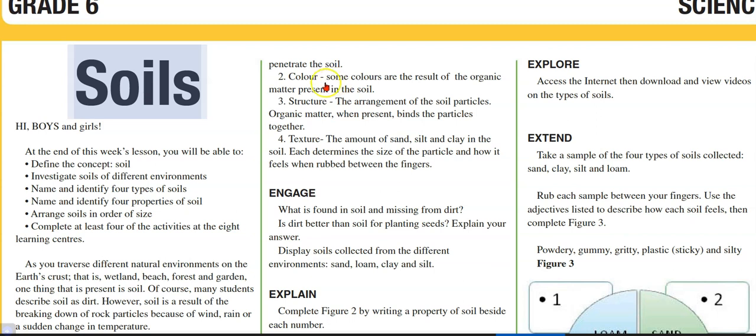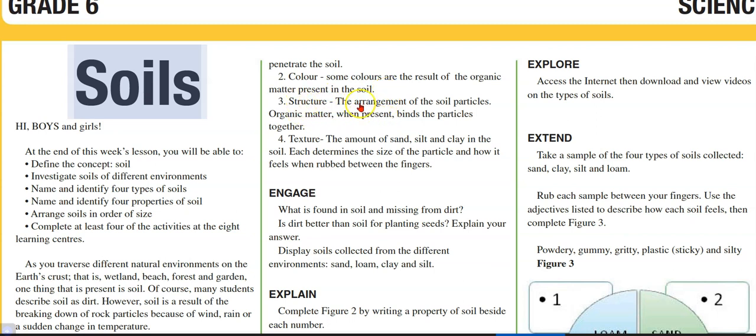Two, color, that's another property. Some colors are the result of organic matter present in the soil. So they like to say this: the darker the soil is, the more fertile it is, because it means we have more humus in it. Okay, so that's why the soil at the beach, for example, that's very white, not good for growing because there is very little humus in that one.